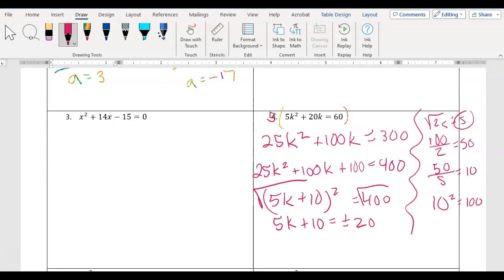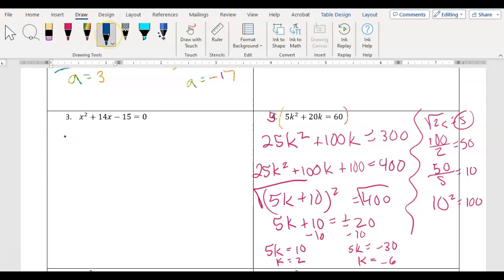All right, if you go ahead and solve that, then we can subtract 10 from both sides. So we'll get 5k equals 10, k equals 2, or 5k equals negative 30, and then k therefore equals negative 6. Let me show you another way to do this.